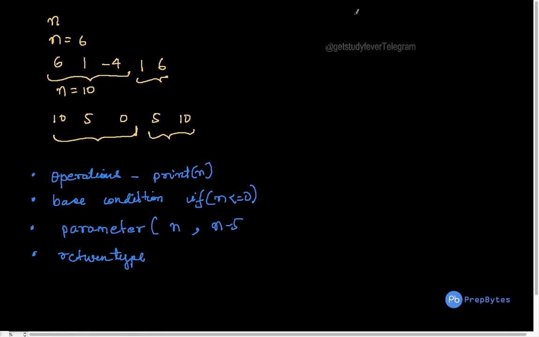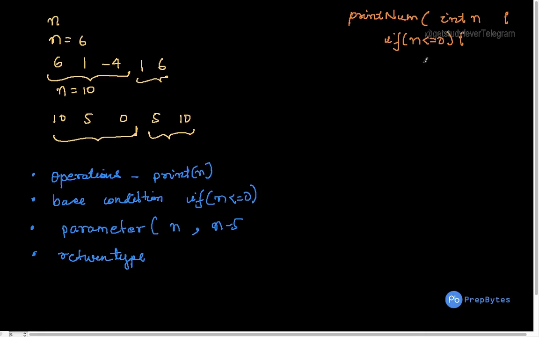Okay, so let's say the function is called print num. I'll have the parameter int n. I won't close the bracket. We'll see if nothing more is required, we'll simply close the bracket. My base condition is that if n is less than or equal to 0, what do we have to do? One thing I know for sure is that we have to return. We'll see if there's anything else that could be done.